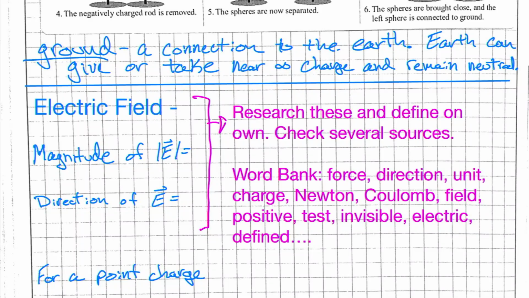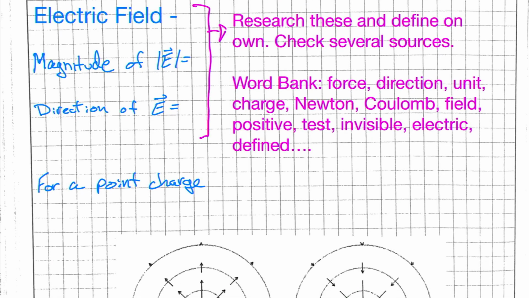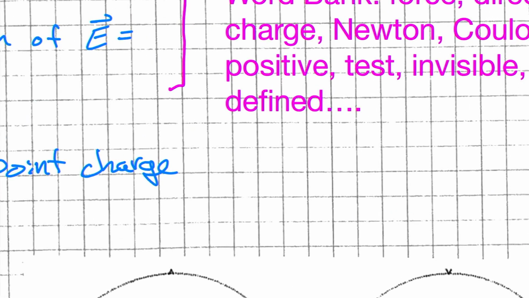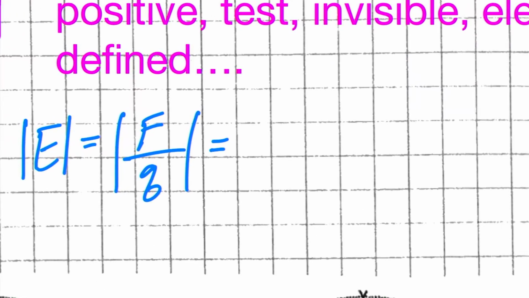All right, so hopefully you researched those on your own. We're going to continue on here. For a point charge, the electric field is the force per unit charge in magnitude. And if we take Coulomb's law for force, we get K Q1 Q2 over R squared, and then we're dividing by another Q here on the bottom.